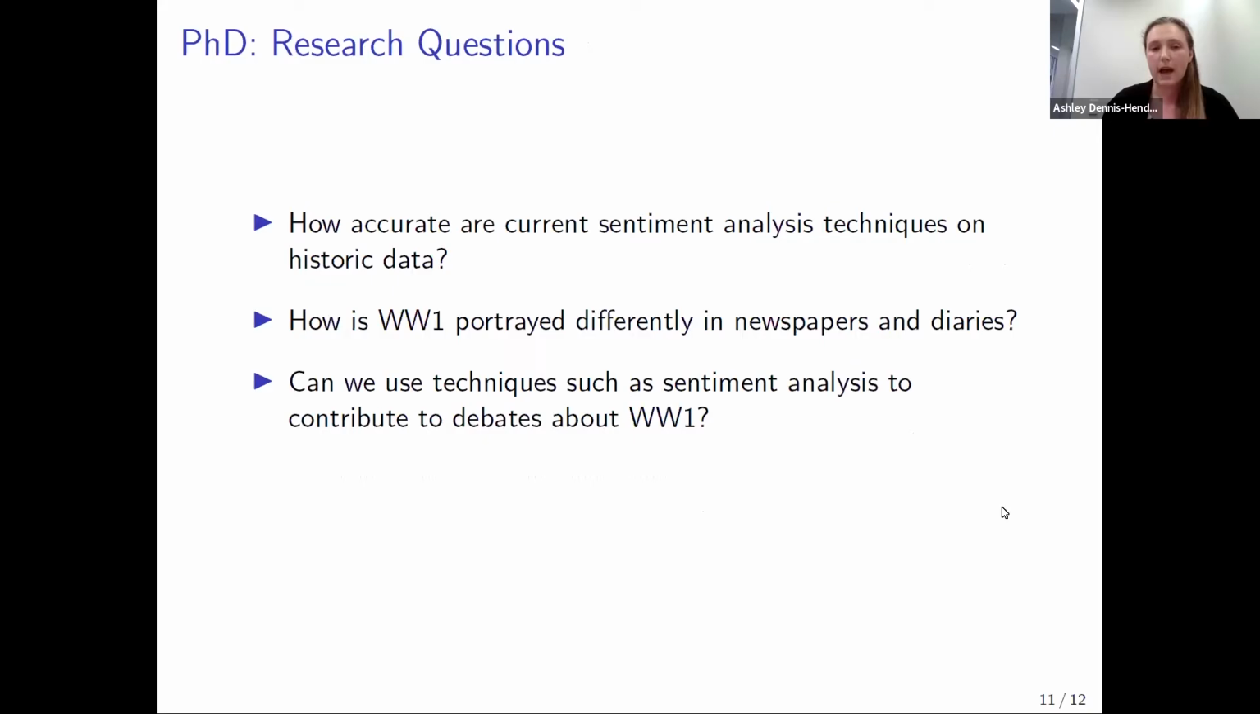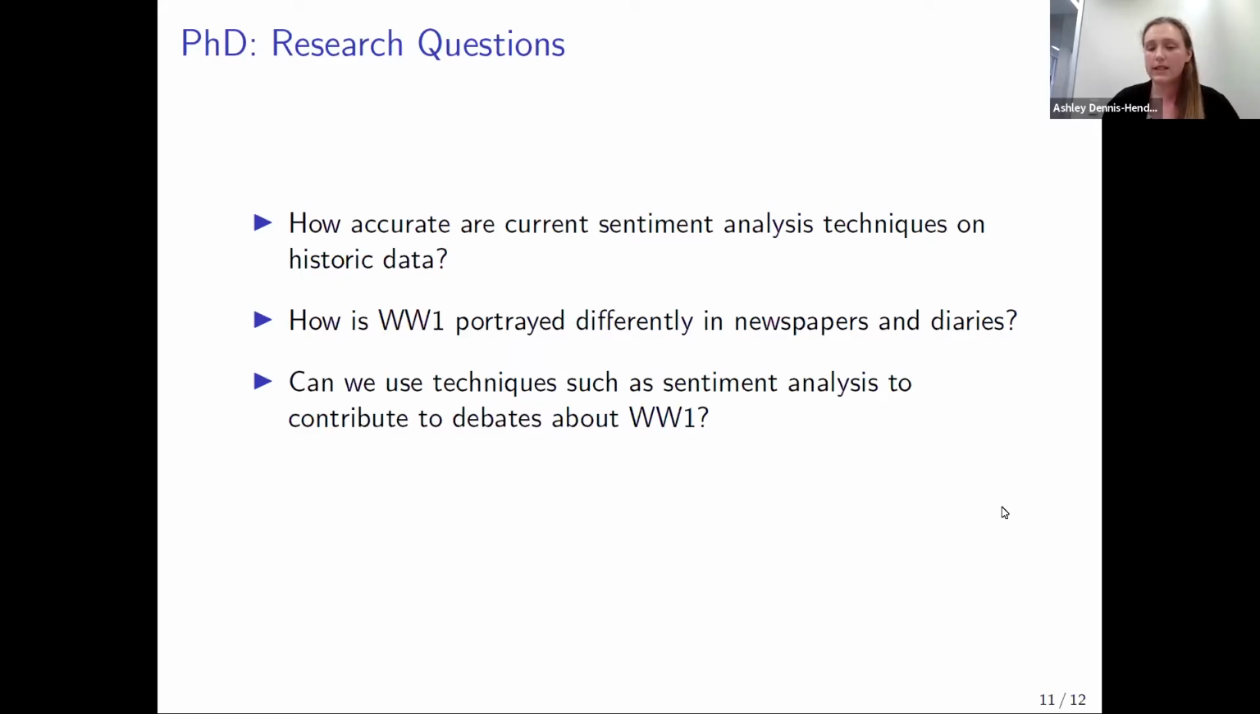My first is, how accurate are these sentiment analysis techniques on historic data? As I said, how accurate those dictionaries are is based on when the dictionary was created, whether the words are actually based on the topic you're looking at. So for instance, in tennis, the word love is actually quite negative because it means you've got no points. But outside of tennis, love is actually quite a positive word. So whether these words have positive or negative sentiment actually depends on what domain they're looked at.